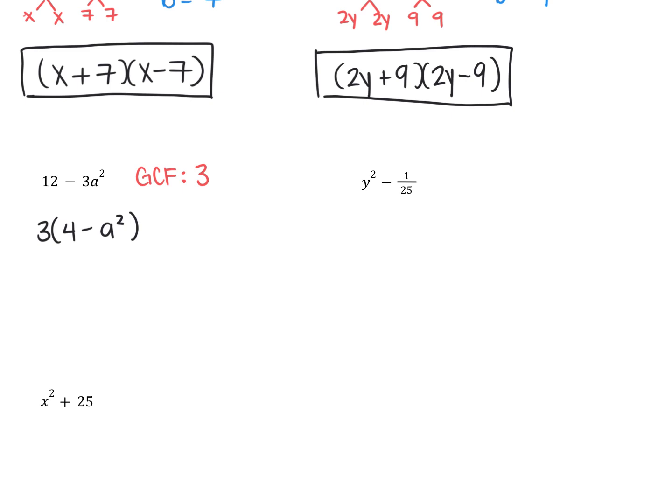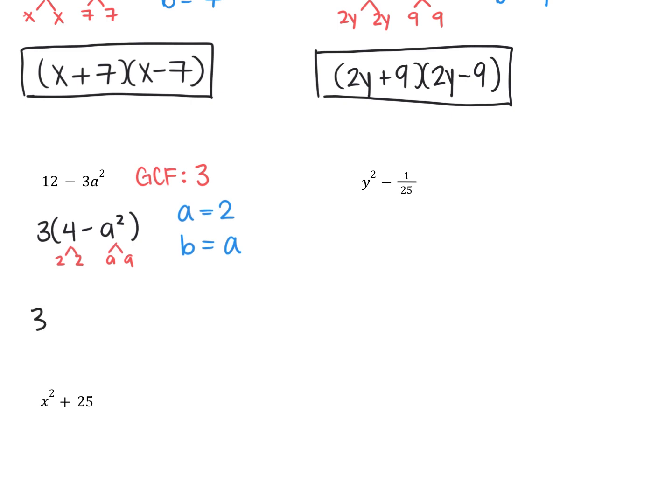Now I have two perfect squares. I have 2 times 2 is 4, and a times a is going to give me my a squared. Now, which one you identify as a and which one you identify as b is important. A is always the first one. So my a in this case is 2, and my b is going to be my variable a.